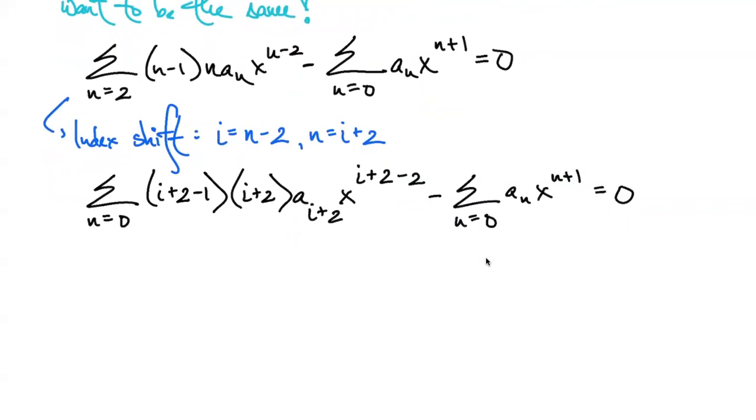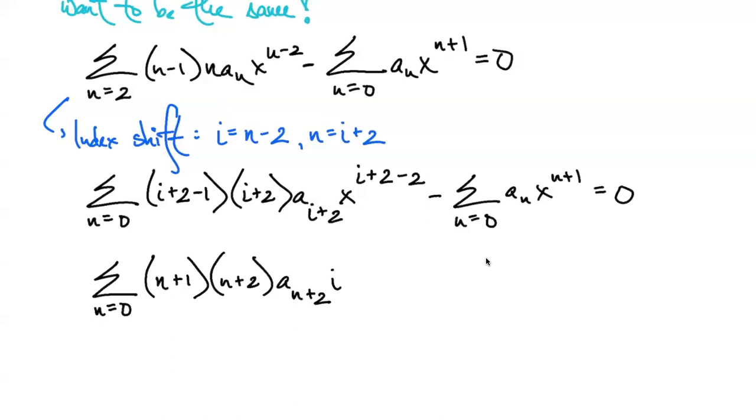Now let's simplify that first one. We should get the sum starting at n equals 0 of n plus 1 times n plus 2, a sub n plus 2, x to the n. Okay, so in that index shift, we've actually accomplished a few things. We've gotten the index to be 0, and we've gotten the power to be n. So for that particular series, we've fixed some things. But let's take a look at that second series now. We start at 0, that looks good. A sub n, x to the, that's still an x to the n plus 1.